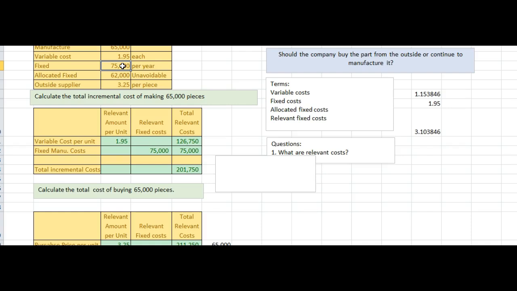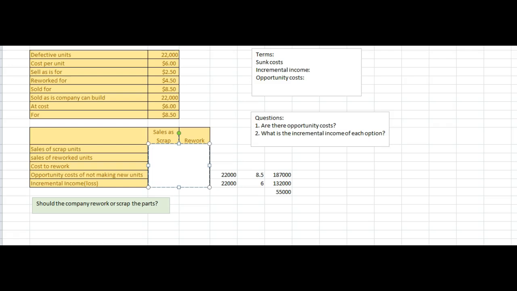So now we've looked at make more, sell more, make or buy, and now let's look at scrap or rework. And this one's a little bit confusing, so just hang loose and I'll see what I can do. We have a new term, it's called sunk costs, and these are costs that have already been incurred and there's nothing you can do about them. They're sunk, they're gone. So sunk costs will come into play in this particular problem.